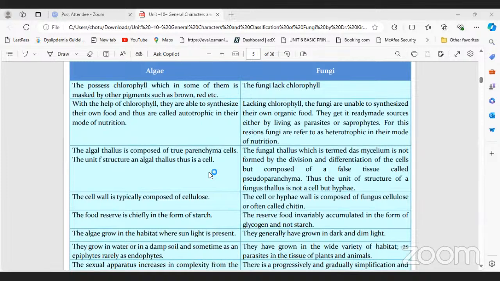That false tissue is called pseudoparenchyma. Here in algae, the parenchyma is there. But in fungi, the thallus is made up of false tissue, and this is called pseudoparenchyma. Thus, the unit of structure of a fungal thallus is not a cell, but is called hyphae. This is the plant structure.